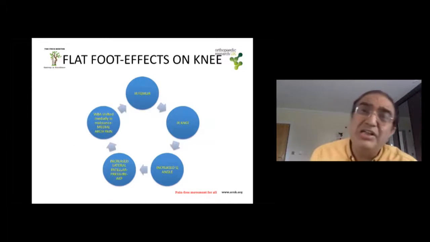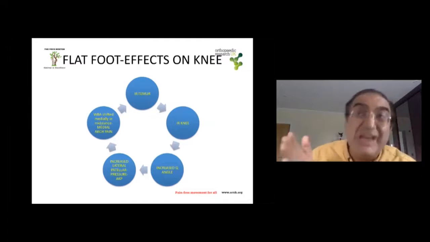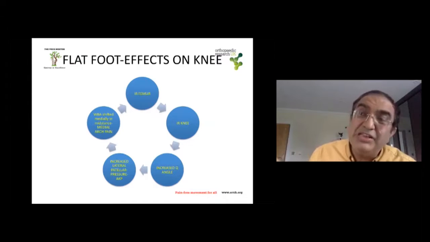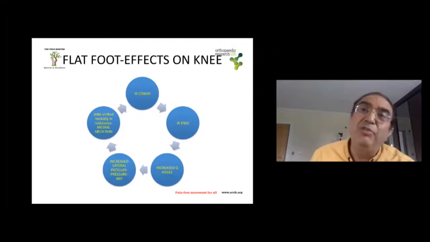So during mid stance, we expect the foot to be flat. But if you have a flat foot, the weight bearing axis shifts to the inside of the foot rather than to the center of the foot. And because the weight bearing axis shifts to the inside, there's an internal rotation of the femur, there's an internal rotation of the knee, there's an internal rotation of the tibia, which increases the Q angle, and that increases patellofemoral pain. And that's why flat foot just doesn't affect the foot. It also affects the knee, affects the hip, and affects your lower back.